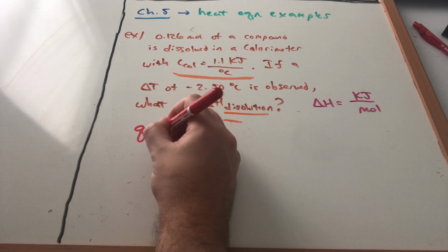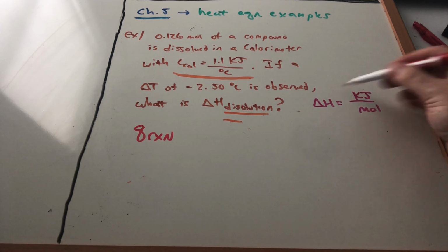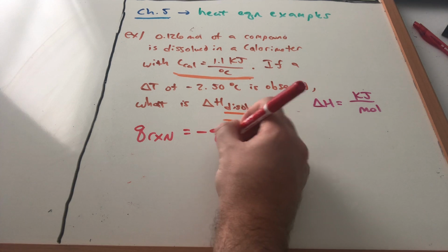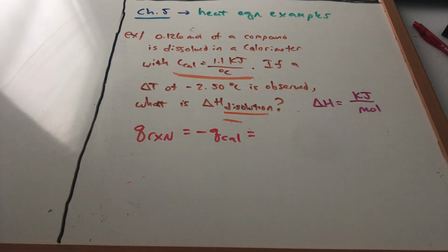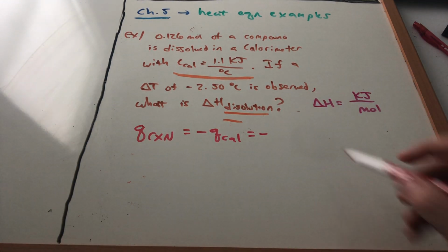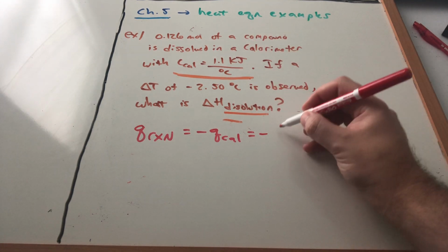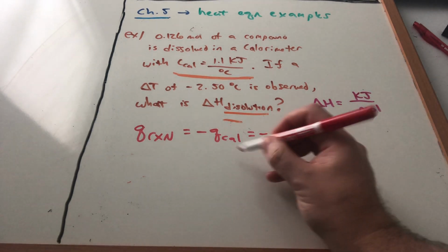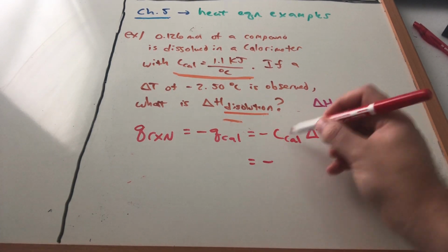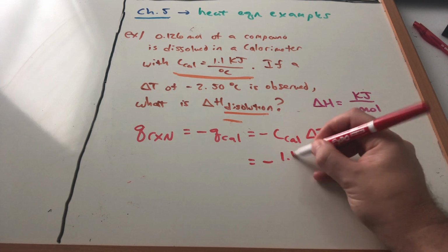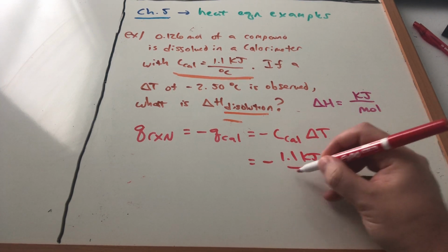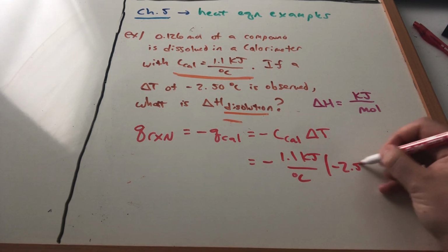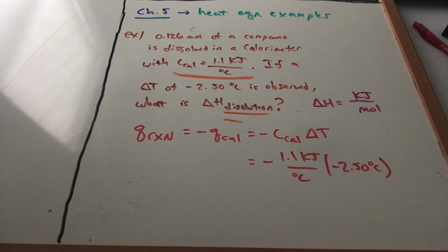Q for the reaction, which is going to go in the top here, is equal to minus Q for my calorimeter. And as we said before, we remember the minus sign, but Q for the calorimeter is equal to C cal delta T. Look at the information that's given. C cal is given as 1.1 kilojoules per degree Celsius. Your delta T is given as minus 2.50 degrees Celsius.